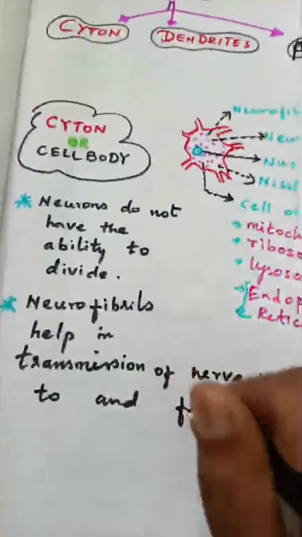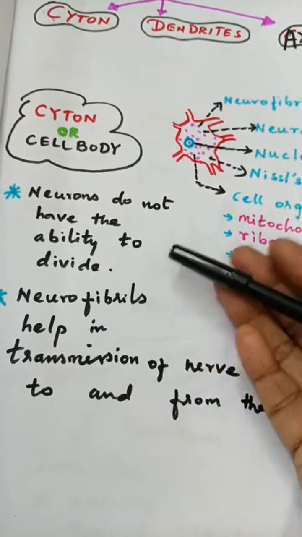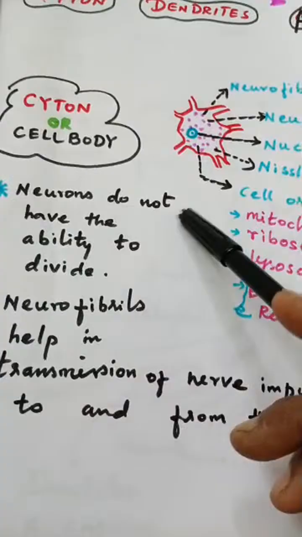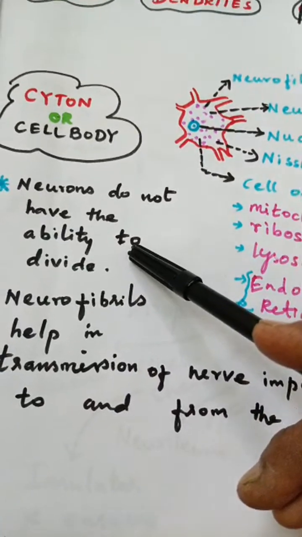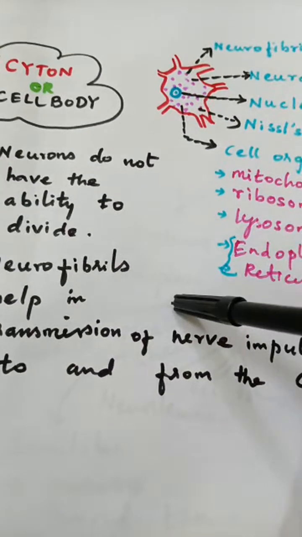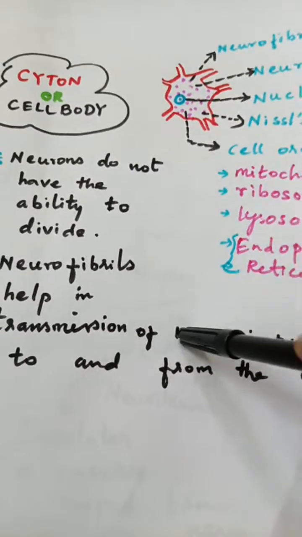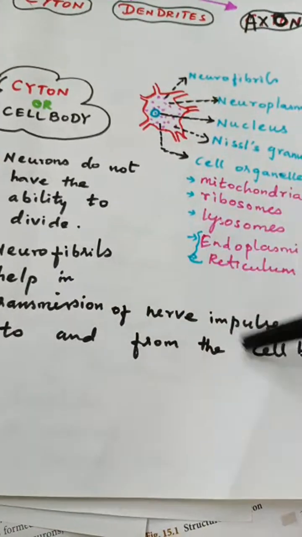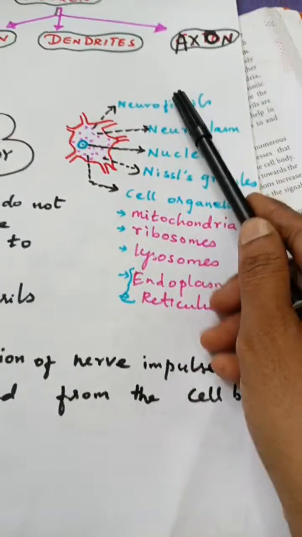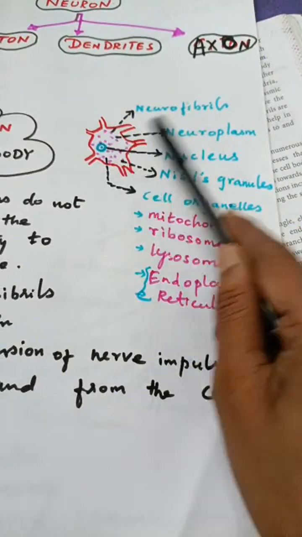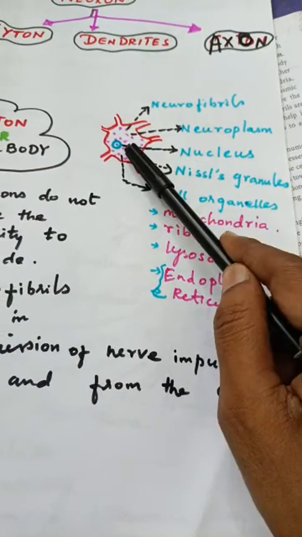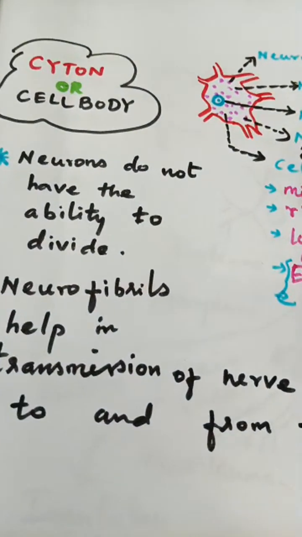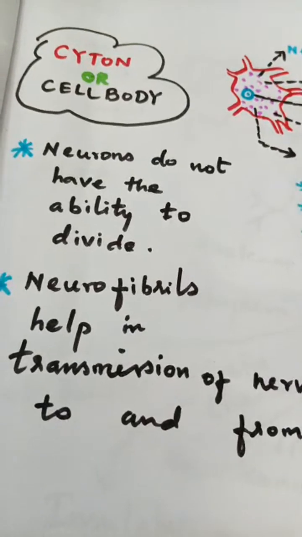So this is the function of the cell body. What is the function of the cell body? The neurons do not have the ability to divide. And the neurofibrils, they help to transmit the nerve impulses, signals to and from the cell body. They will receive and they will send. That's the transmission to and from the cell body. Clear? So this is about the cyton or the cell body.